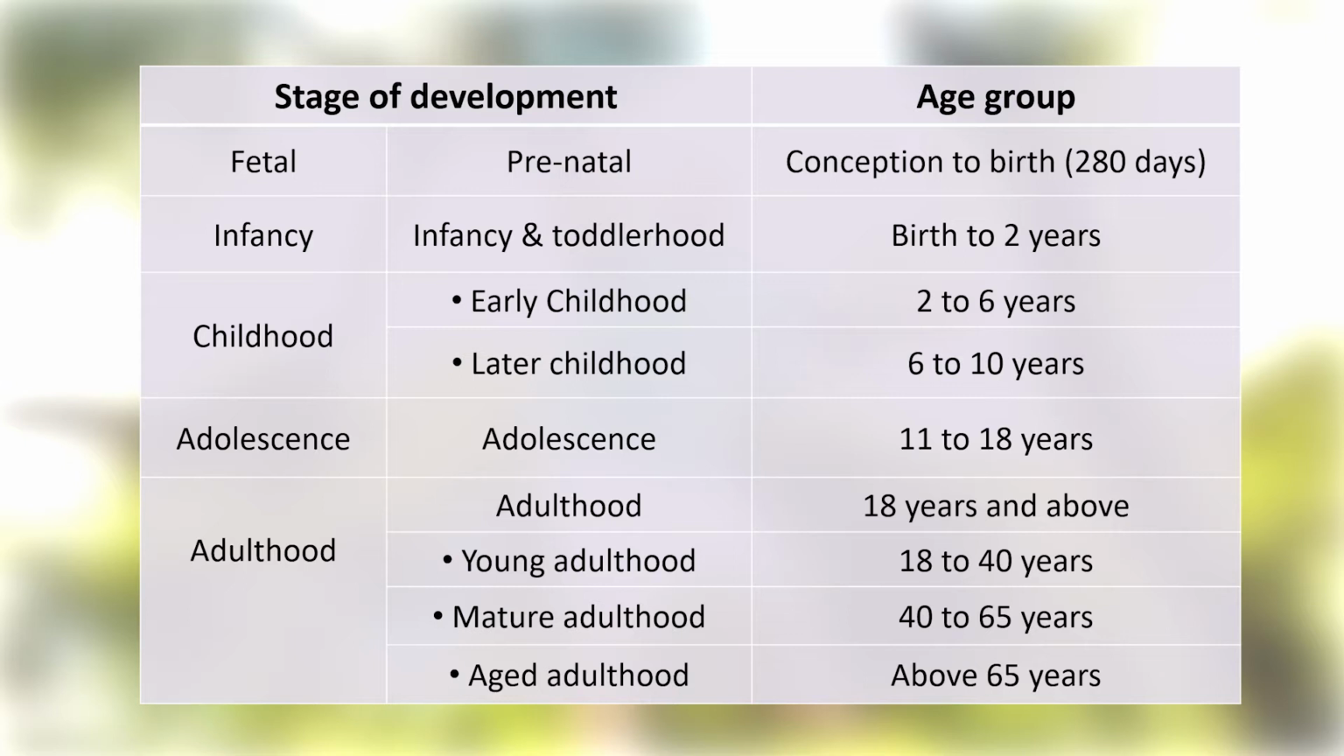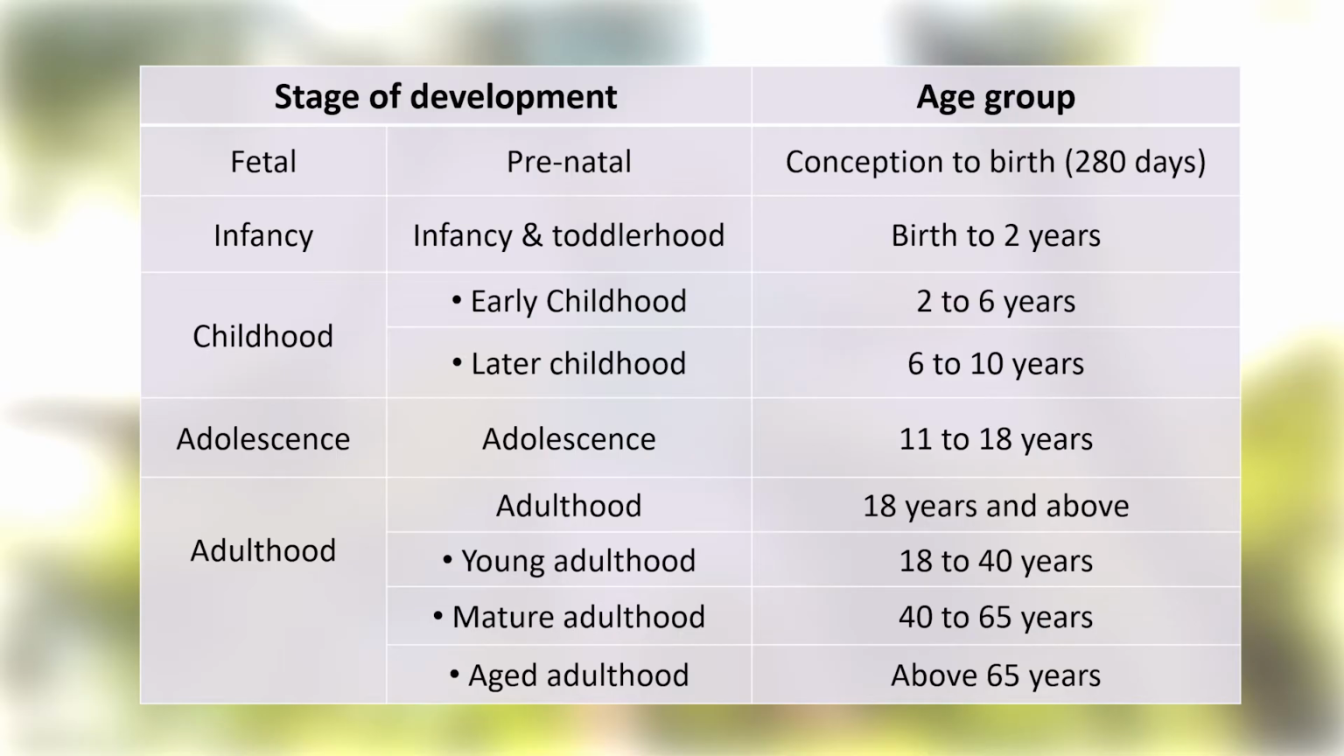280 days. After that, infancy starts once the birth of the individual takes place, and the infancy stage continues from birth to 2 years. Thereafter the infant enters into childhood, which is from 2 years to 10 years, which is also further divided into early childhood and later childhood. And childhood grows into adolescence, and the adolescence stage will be between 11 to 18 years.